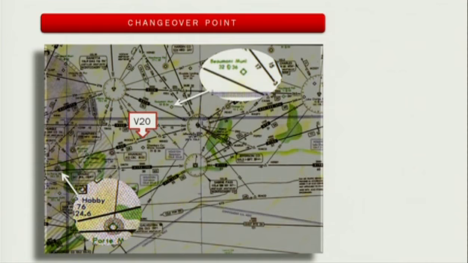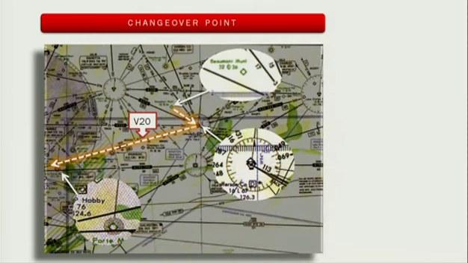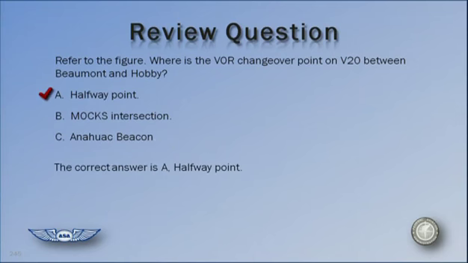And here's Hobby, our destination. We plan our route of flight. And then we look at the VOR. And it should show that it's the midpoint. Let's take a look at our question again. That's true, the halfway point rather. The correct answer is A.